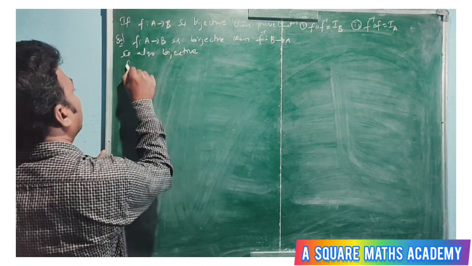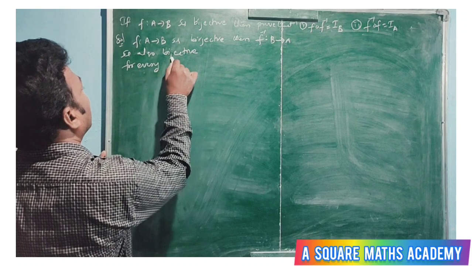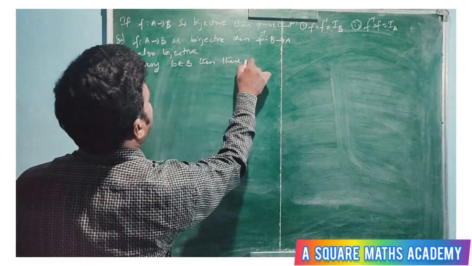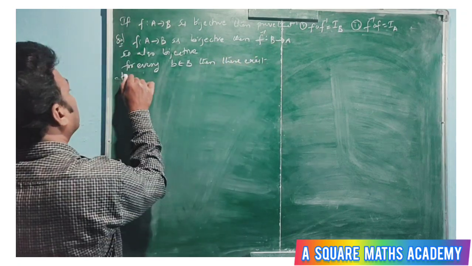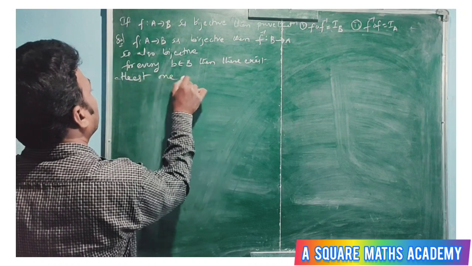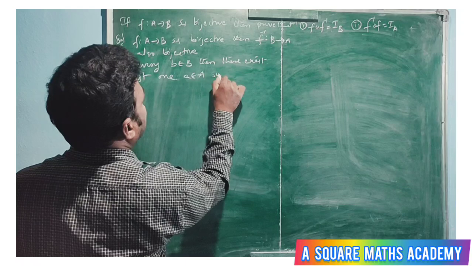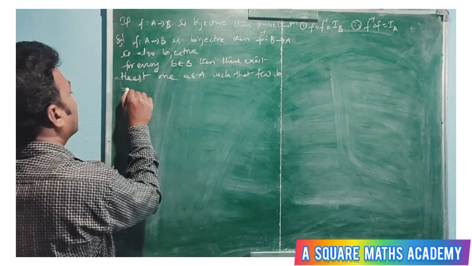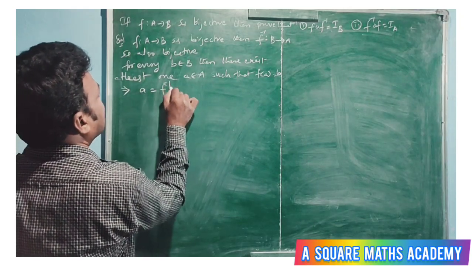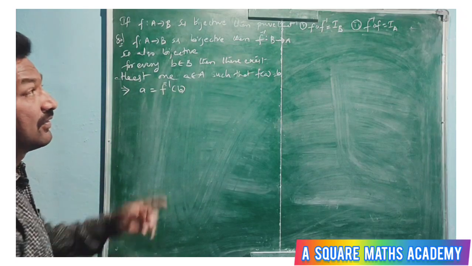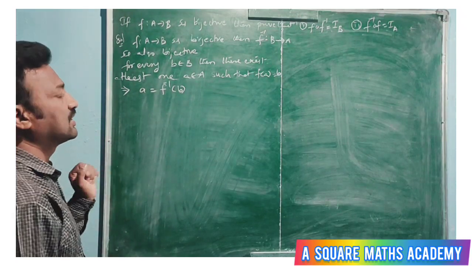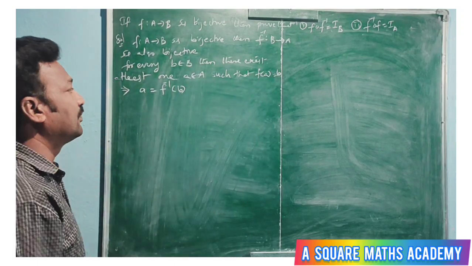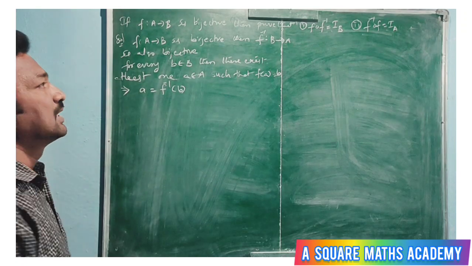Then bijective, for every b belongs to B, then there exists at least one a belongs to A such that f of a equals to b. That implies a equals to f inverse of b కదా, ఎందుకంటే f inverse కూడా ఎగ్జిస్ట్ అవుతుంది కదా. సో f inverse ఎగ్జిస్ట్ అవుతుంది కాబట్టి f of a equals to b, then f inverse of b equals to a will hold.